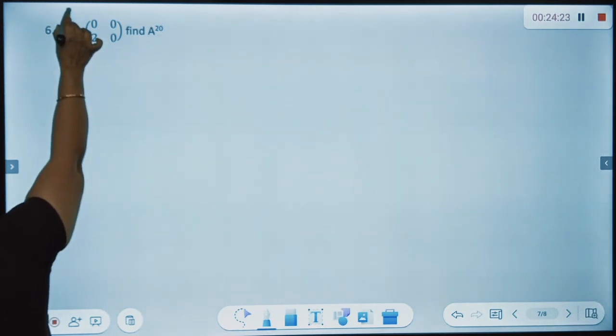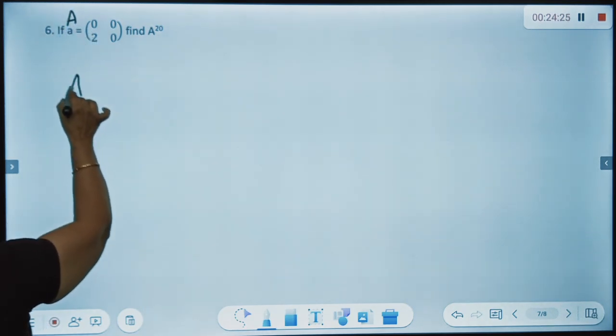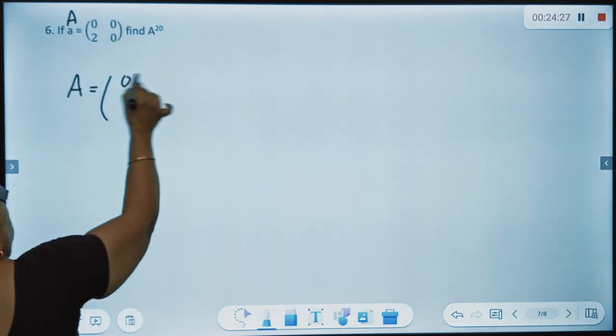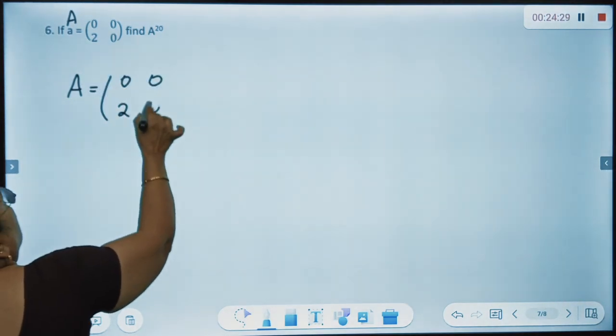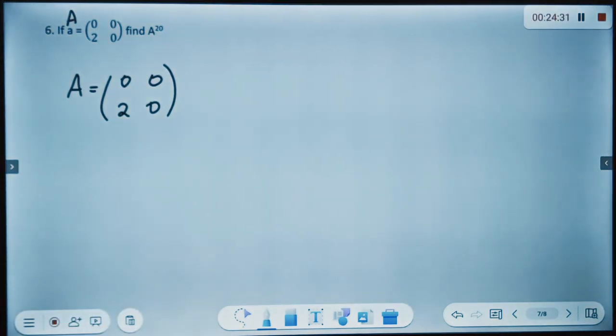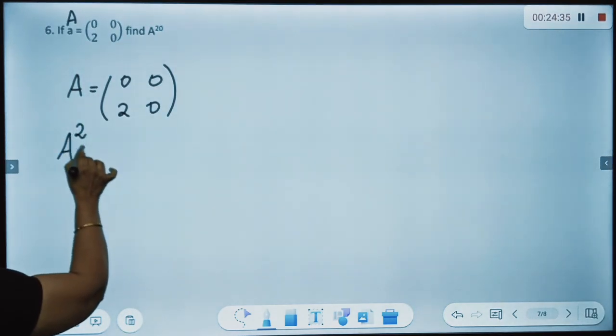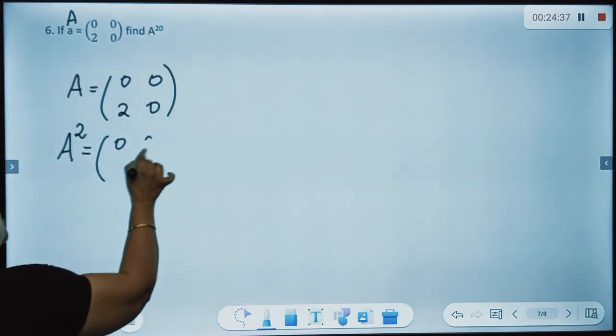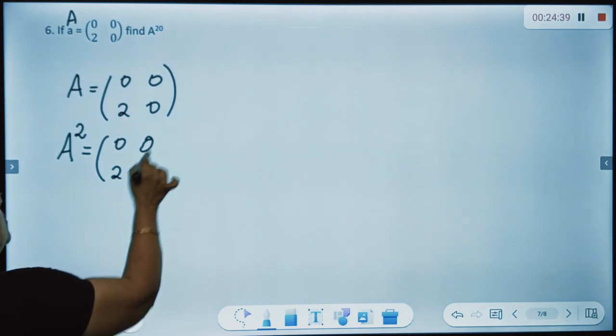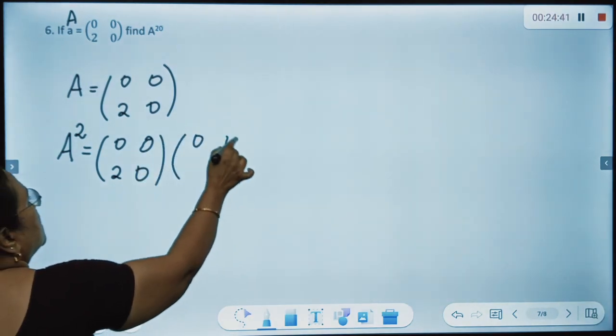Sorry, this has to be capital A. If capital A equals the matrix 0, 0, 2, 0, I want to find A power 20. For that, first I am going to find what is A square. A square will be 0, 0, 2, 0 into 0, 0, 2, 0.